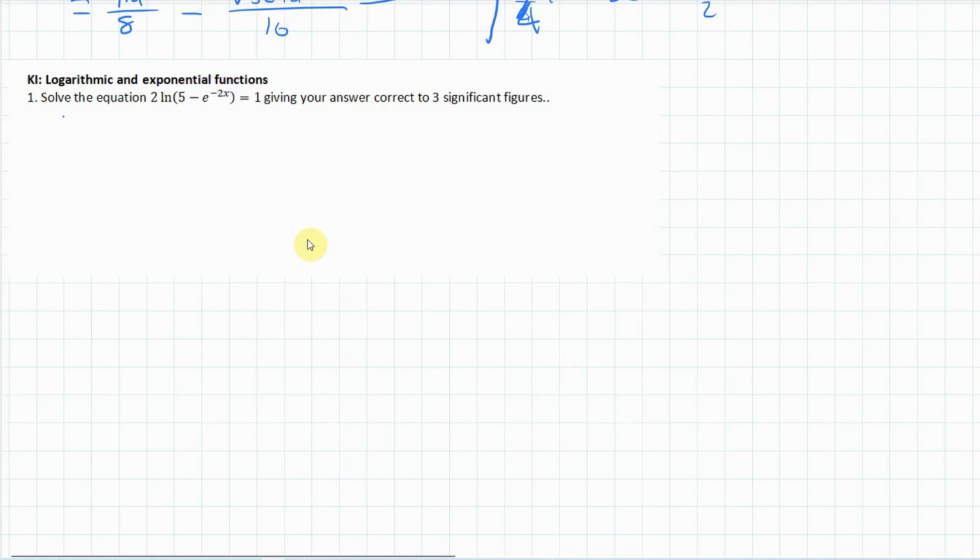Okay, we've got to solve this equation, and we've got to give our answer correct to 3 significant figures. So probably what I'm going to do first is rewrite this as ln 5 minus e to the minus 2x equals 1/2, so I divided both sides. Now I can rewrite that then both in terms of ln.